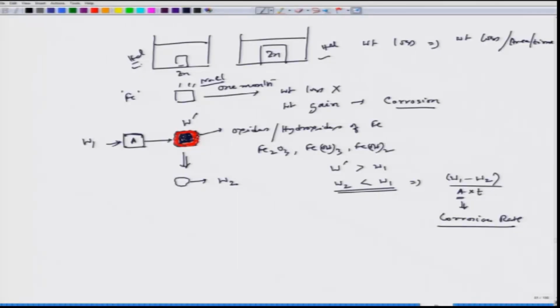Now, these are basically the experiments we have to do. The kind of experiments we have shown here is basically the immersion experiment, and this is the exposure experiment. Other than that, we also have to look at the electrochemical nature of this particular dissolution, or the electrochemical nature of the corrosion rate. So, in the next lecture we will talk about the electrochemical nature of this corrosion rate. Thank you very much. Let us stop.